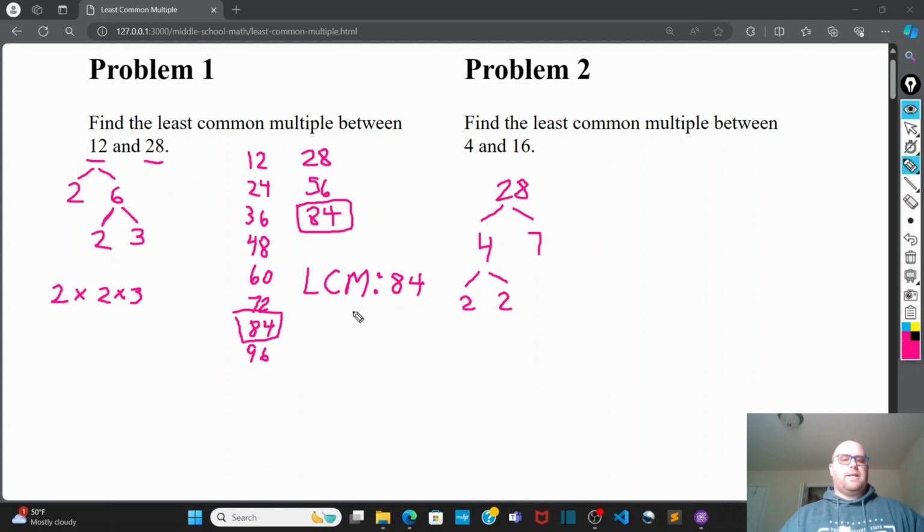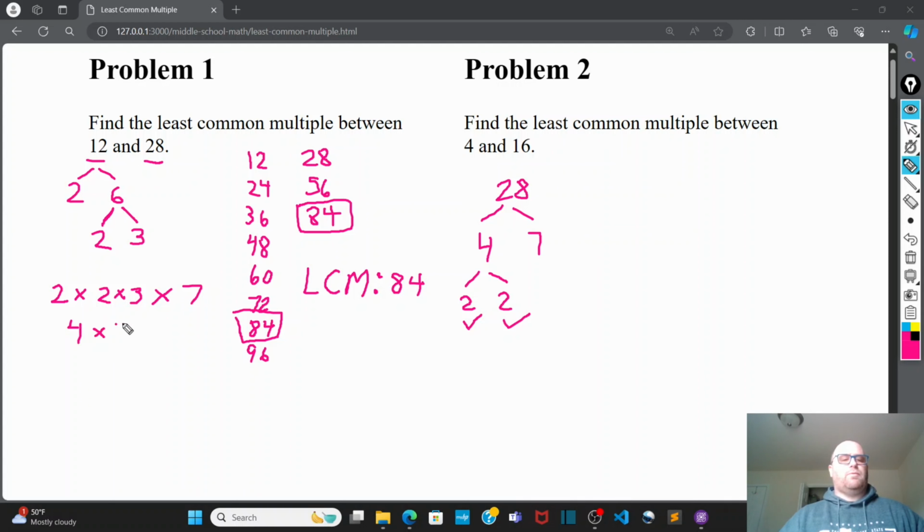Now to get the least common multiple, I'm going to take the common prime factors that 12 and 28 share. 2 times 2, we'll keep those. And then add in the uncommon ones. I wouldn't do 2 times 2 times 2 times 2. Since I have 2 times 2, I'm going to keep those in. Times 3, I don't have that here, but I'm going to keep it in. And then we're going to do times 7. So we're going to not repeat the shared common prime factors, but also include the other prime factors that aren't shared.